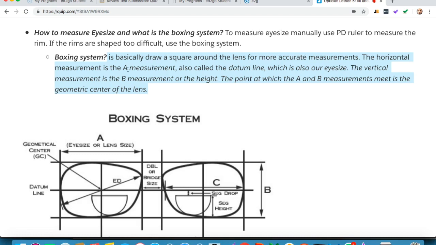The horizontal measurement is the A measurement, also called the datum line, which is also our eye size. The vertical measurement is the B measurement, or the height. The point at which the A and B meet is the geometric center of the lens. This you do have to know for the exam. The ABO exam will have some questions about the geometric center of the lens, and sometimes it's even abbreviated to GC, geometric center, or GCL, geometric center of the lens.